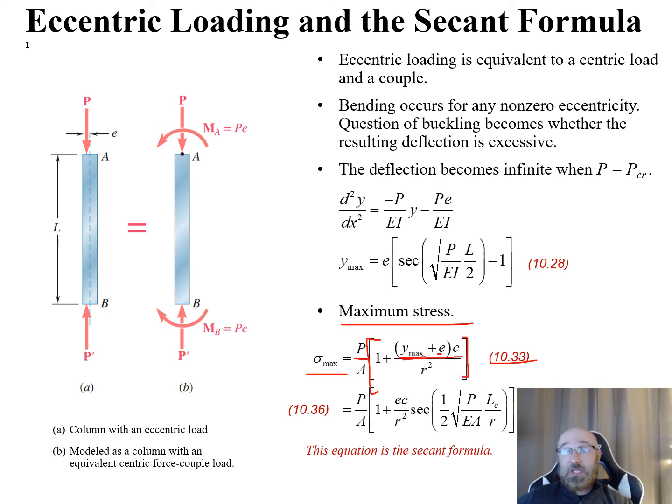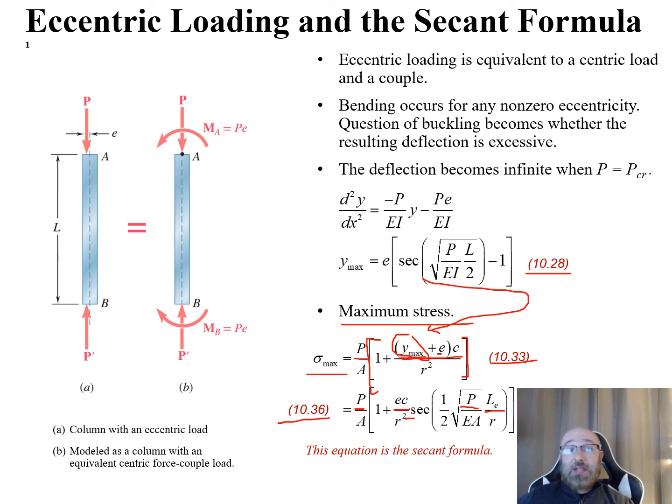So this again is equation 10.33. Well, we have a definition for Y max from our equation 10.28. So what we can do then is plug this relationship in for our Y max. When we do that, this reduces down and becomes equation 10.36 in our textbook, where our maximum stress, sigma max, is equal to P over A times 1 plus EC over R squared times the secant of 1/2 times the square root of P over EA times LE over R.